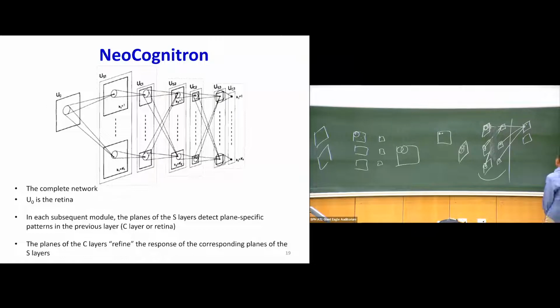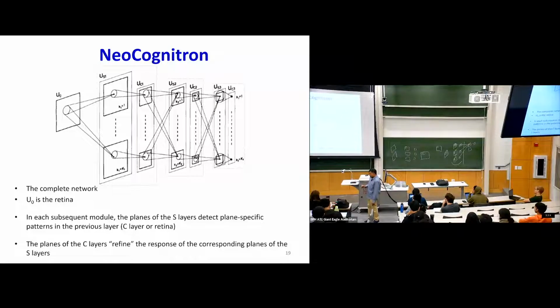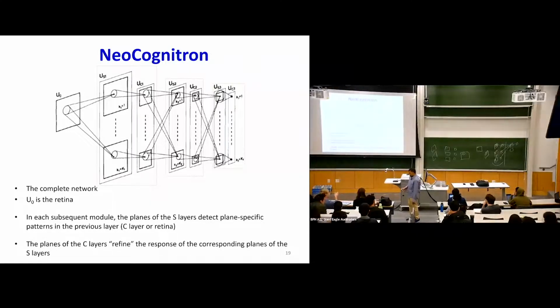And then the next C plane is simply going to look at a small elliptical region over here, and it's going to clean it up. So each cell in an S plane looks at all of the C planes of the previous layer. Each cell in a C plane looks at just a small region of cells in the corresponding S plane. Yeah. So in a convolutional network, would this be analogous to having multiple filters on the lowest layer rather than just one filter? So each of these S planes would be one of your filters.